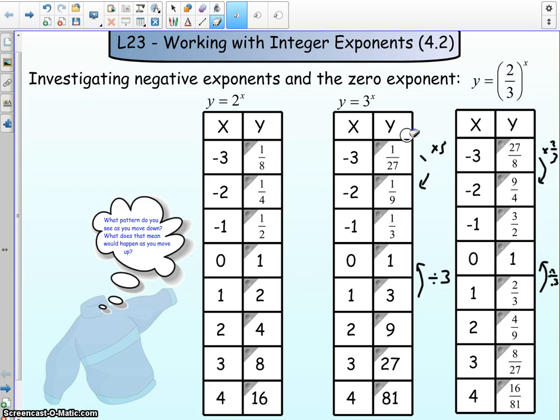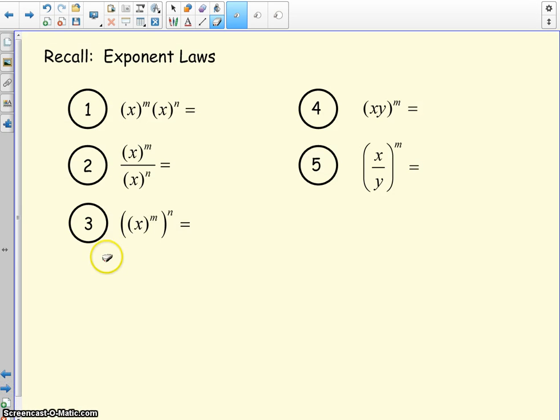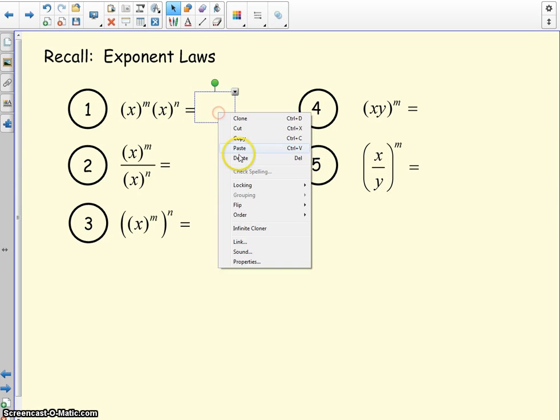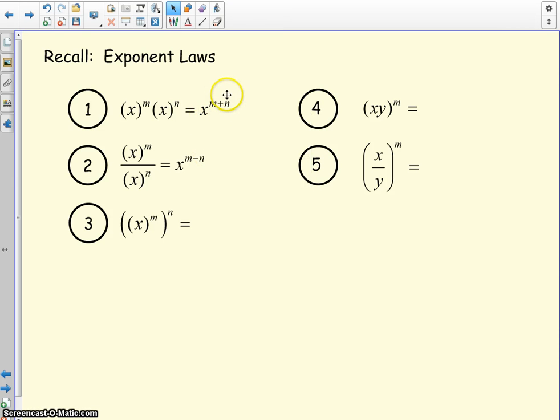What I want you to do right now is take you back to grade 9. In the 1D course, you looked at some different exponent laws, and we're going to review them here. These laws involve working with powers of the same base. For example, if you have x to the m times x to the n, so you're multiplying two powers with the same base, the rule said that you would add the exponents. If you were dividing powers of the same base, you would subtract the exponents. If you had a power of a power, so an exponent on top of a power already, you would multiply the exponents.